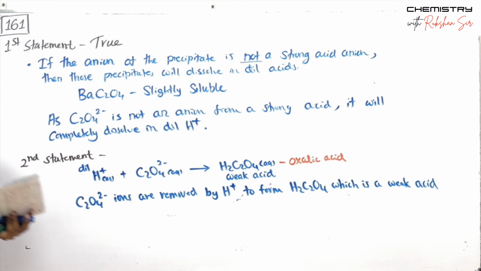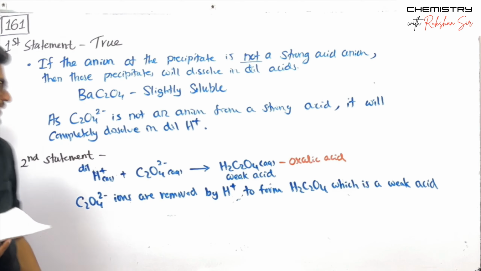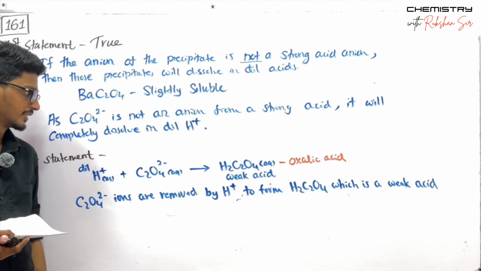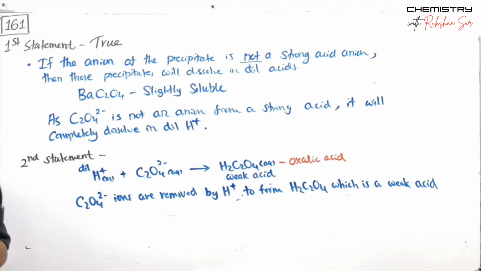Right. So that is why these precipitates will dissolve. Those anions are removed by the H plus, forming these weak species. Right? The reason is fully explained. So the anions of the precipitate will dissolve ultimately.